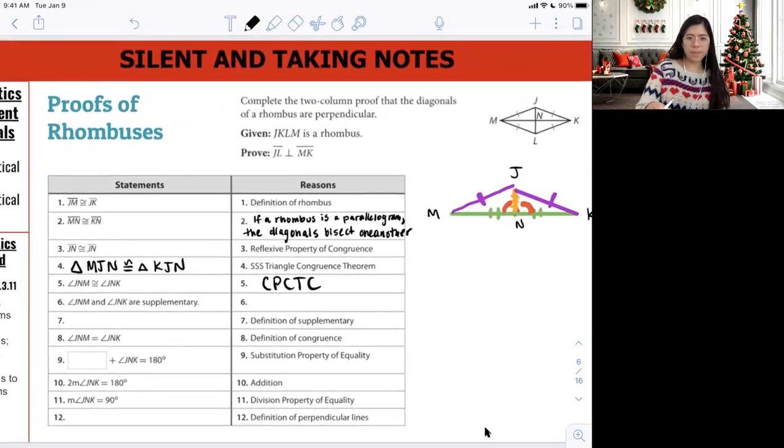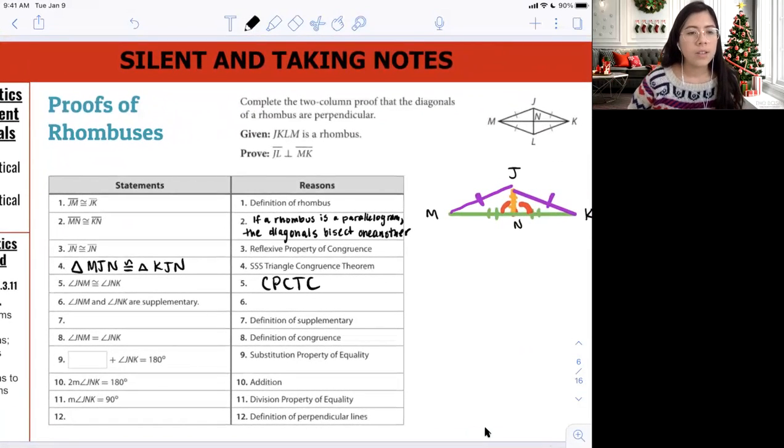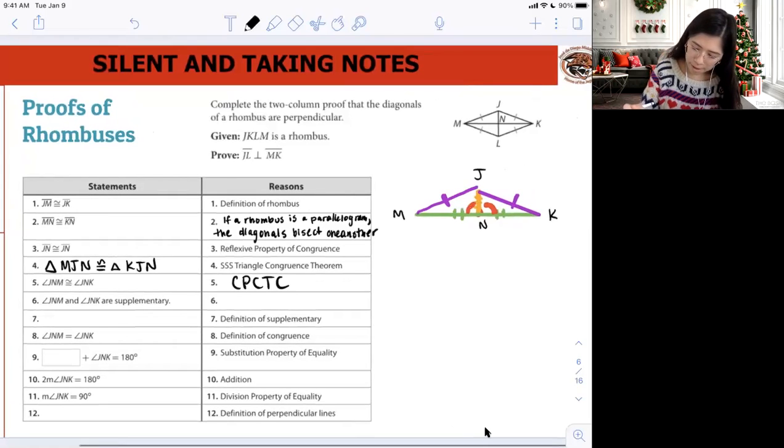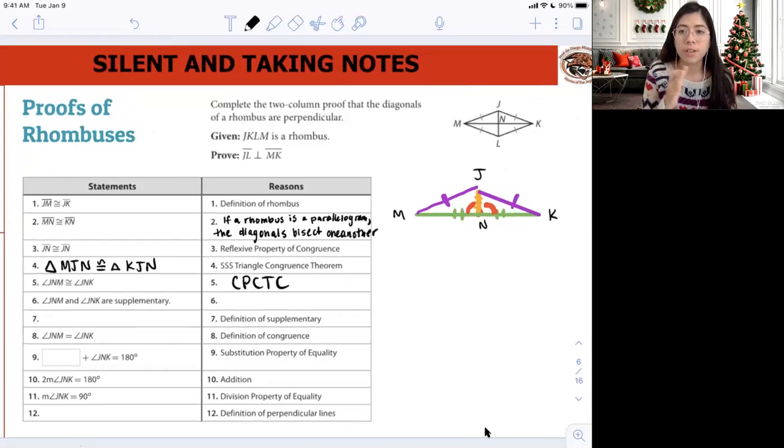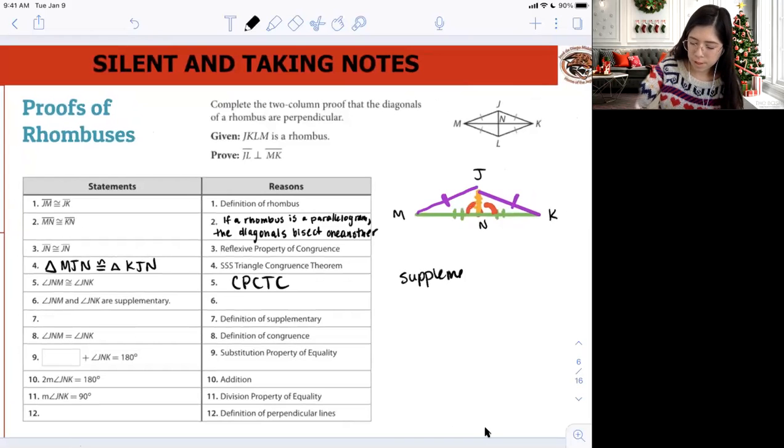Okay. Now, JNM and JNK are supplementary. So where are those? JNM and JNK. They're right next to each other, right? So what exactly is a supplementary? What does it mean to be supplementary? Equal to 180. Good. They add up to 180.